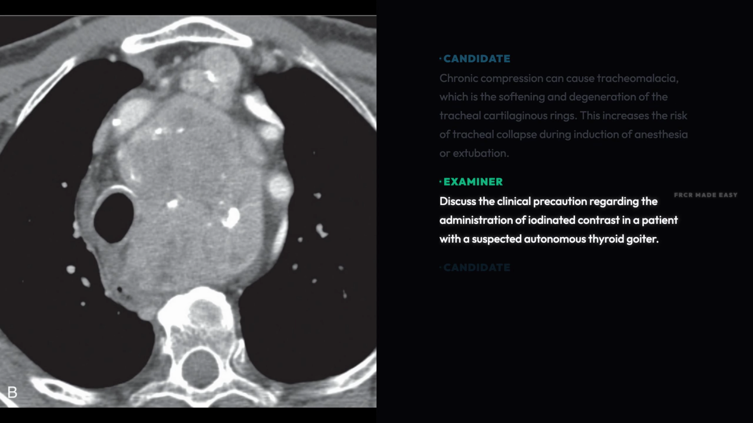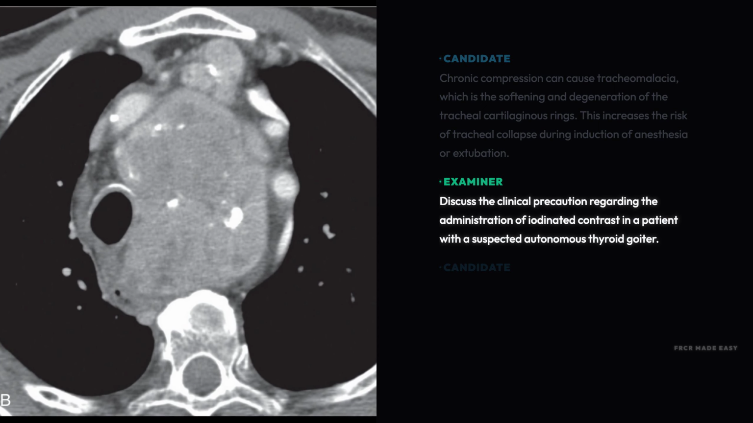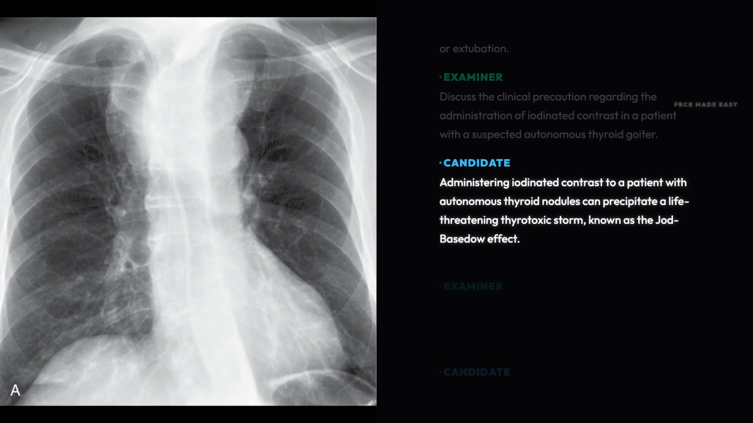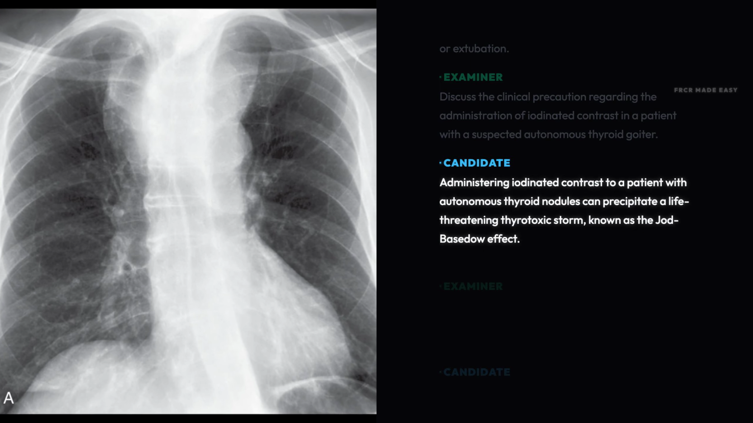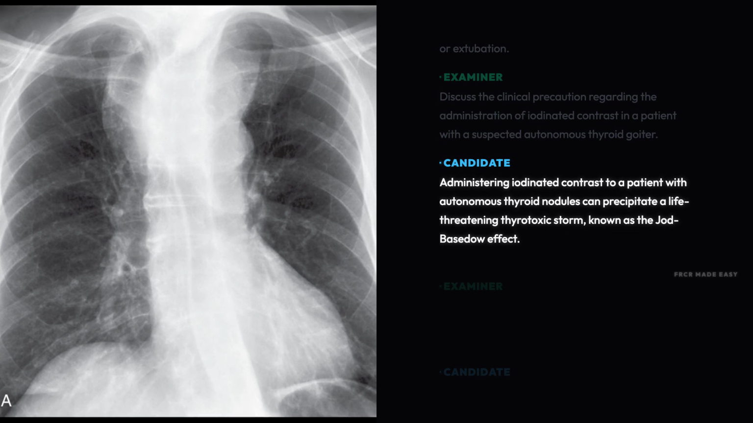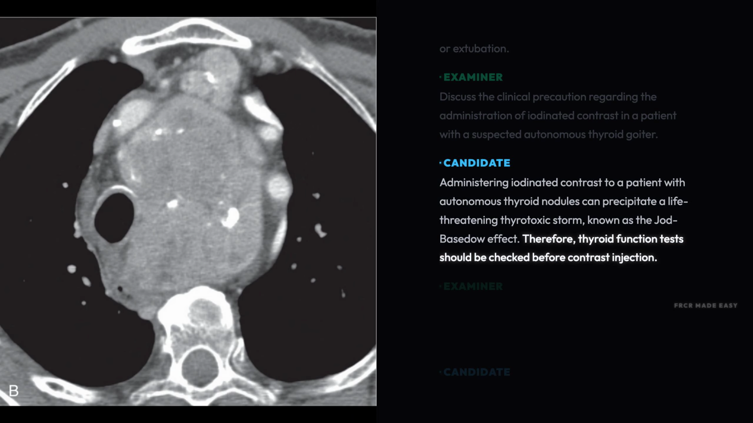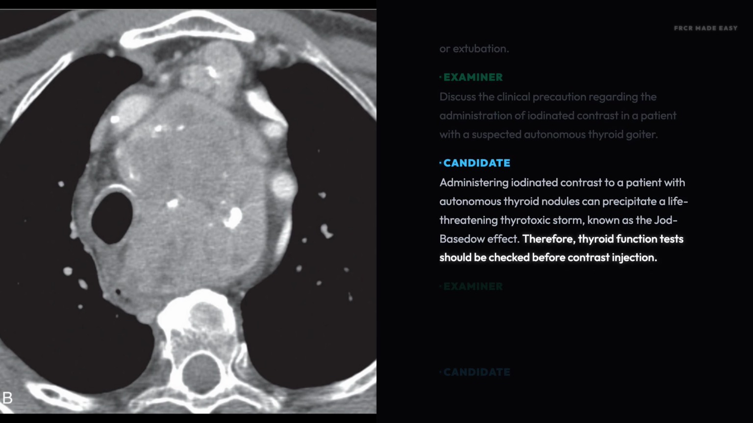Discuss the clinical precaution regarding the administration of iodinated contrast in a patient with a suspected autonomous thyroid goiter. Administering iodinated contrast to a patient with autonomous thyroid nodules can precipitate a life-threatening thyrotoxic storm, known as the Jod-Basedow effect. Therefore, thyroid function tests should be checked before contrast injection.